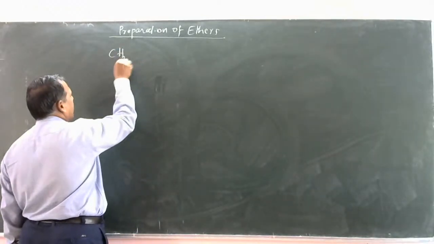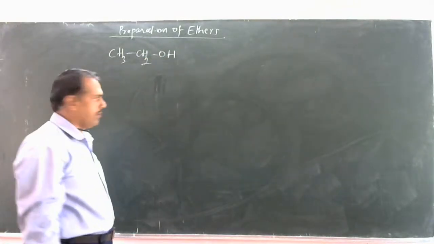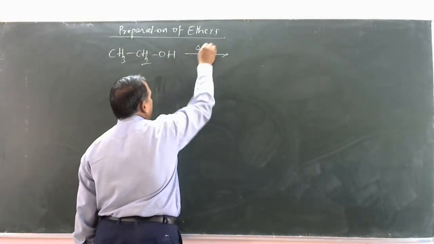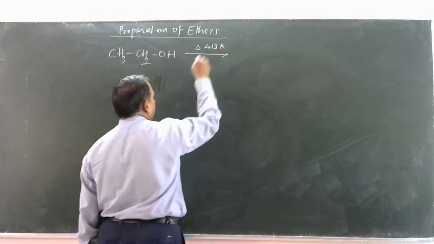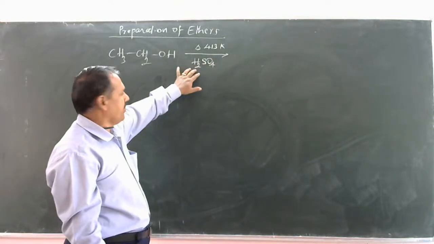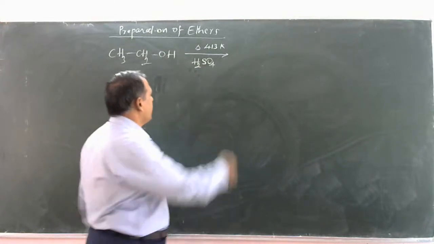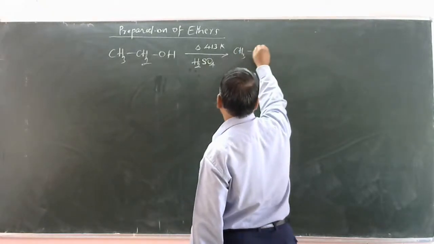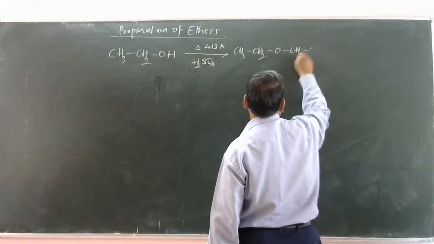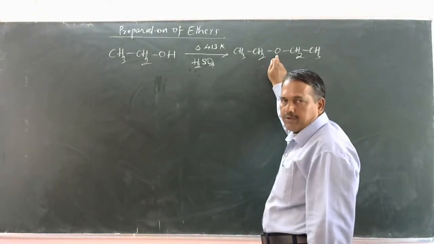Say CH3CH2OH, which is nothing but ethyl alcohol. When ethyl alcohol is heated at 413 Kelvin temperature in the presence of a protic acid like H2SO4, or instead of sulfuric acid we can use orthophosphoric acid, H3PO4, we will get CH3CH2OCH2CH3. So, diethyl ether is obtained.